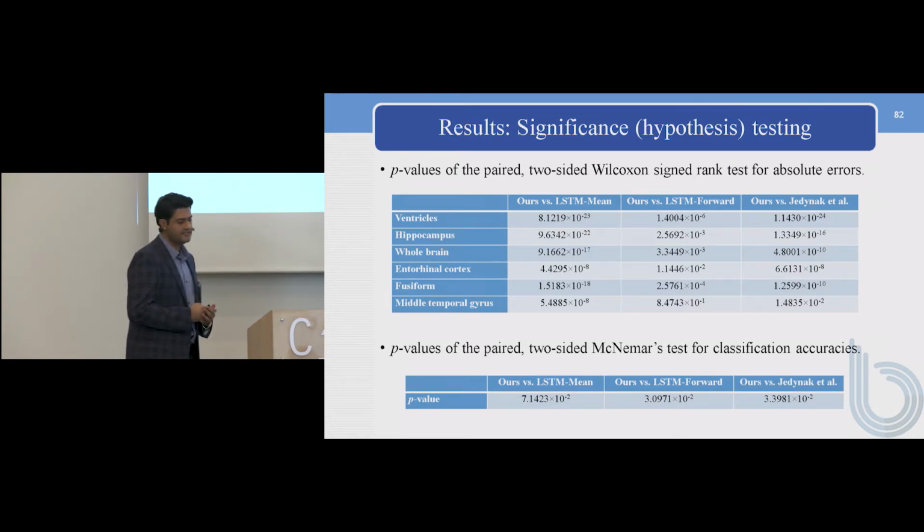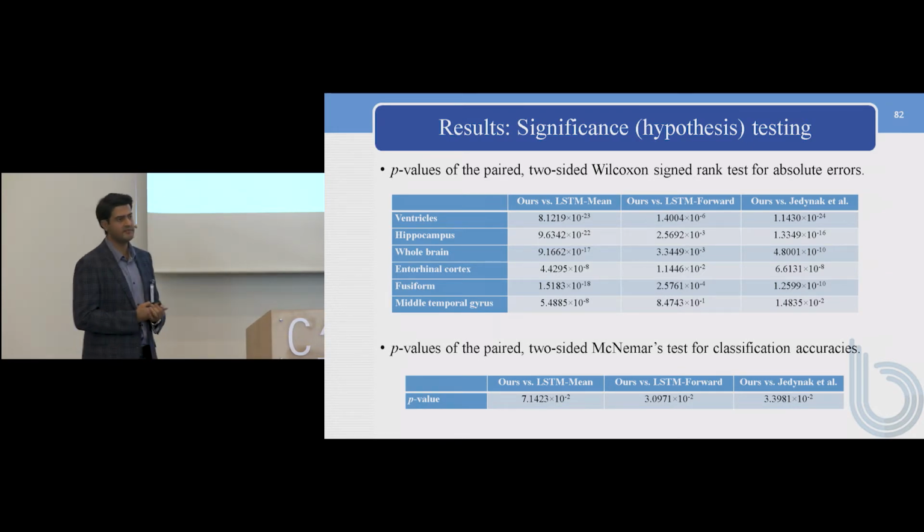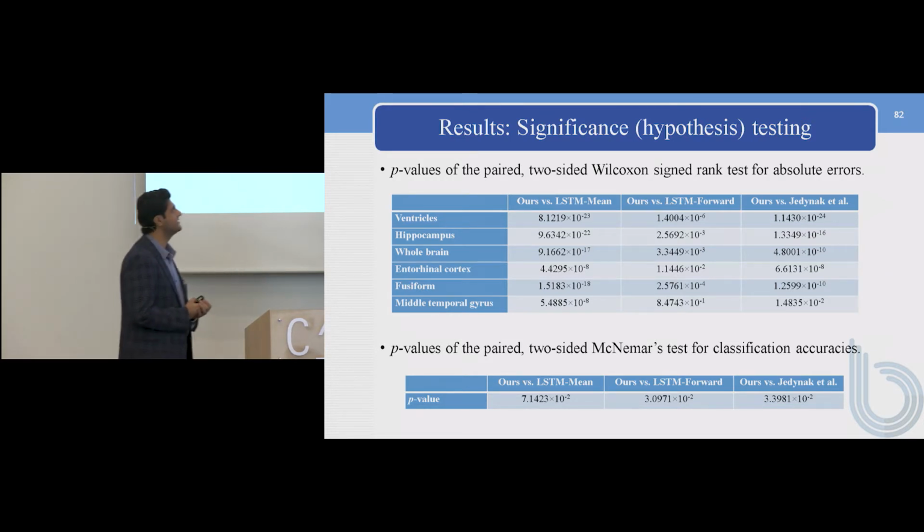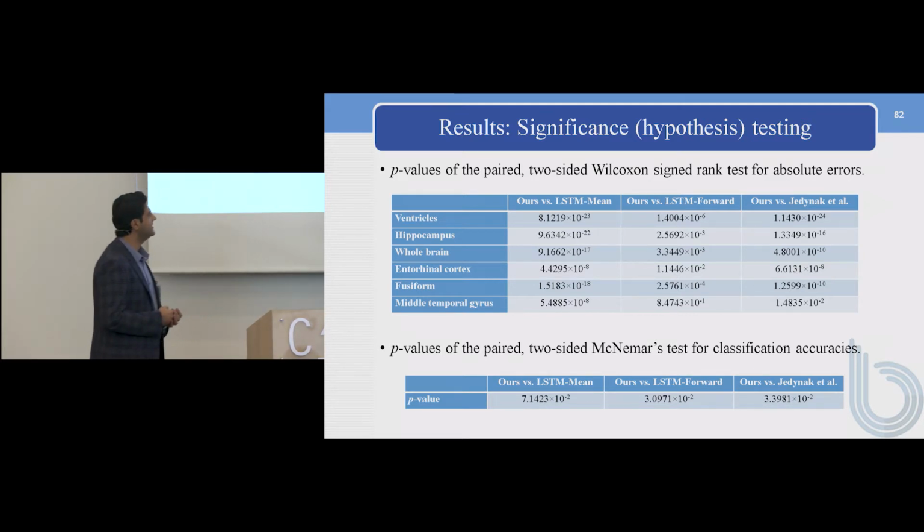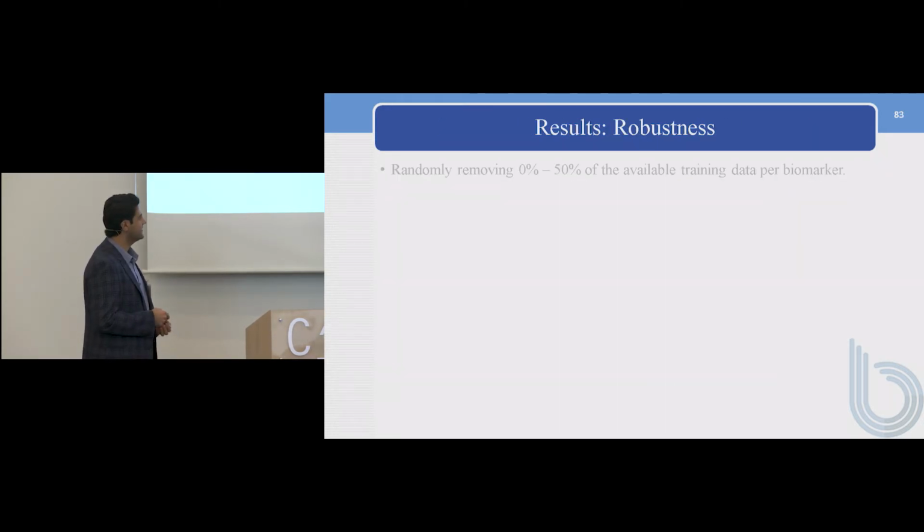To see how significant the improvements are, we used two series of tests based on modeling absolute error and classification accuracies. As you can see, our results are mostly significant compared to other techniques for both modeling and classification, except for this one.